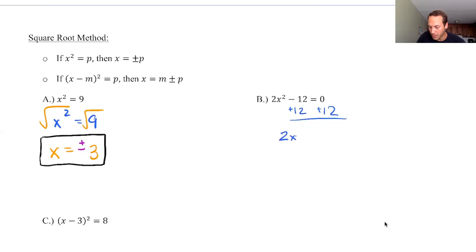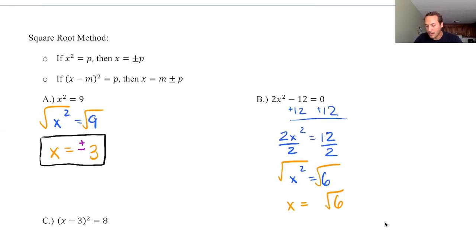Now I have 2x squared is equal to 12. X squared, I want to be alone, so I'm going to divide both sides by 2. And now I have x squared equals 6. Well, 6 is not perfect, but x squared is, so I still want to solve this using the square root method. Okay, and when I do that, I'm going to get the left side is x. The right side doesn't simplify, it stays radical 6.